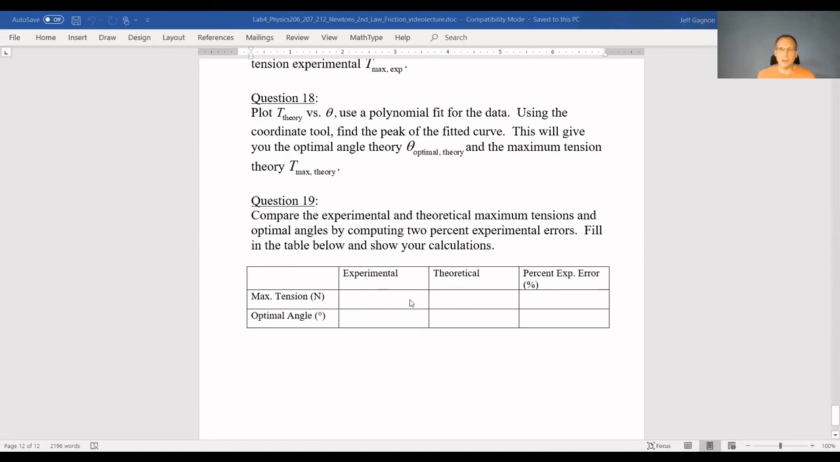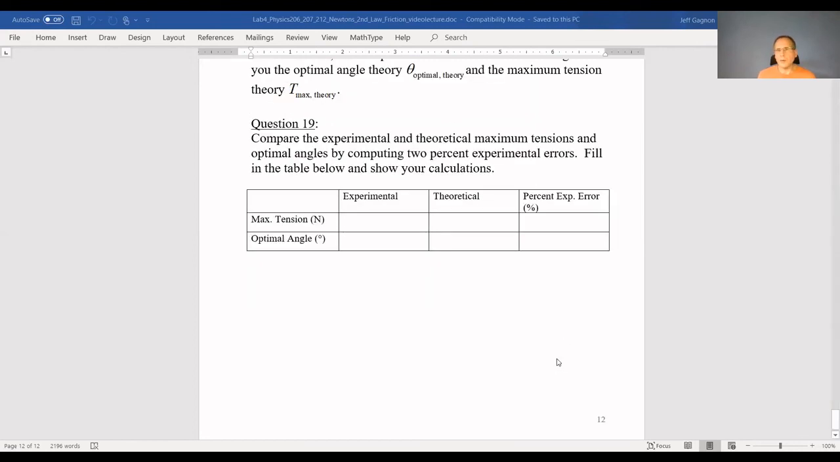Those values will go in this final table here. Okay, so this is experimental, both the tension and the optimal angle, and the same thing for the theoretical graph, tension and angle. And then you want to compare these two by computing the usual percent experimental error, right? Think of the theoretical as the accepted one. So when you compute the percent experimental error, you want to divide by the theoretical one. Make sure you show me all your calculations. So make sure you show me these two calculations here. And hopefully they're close, right?